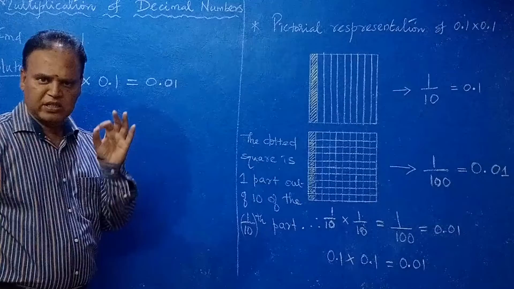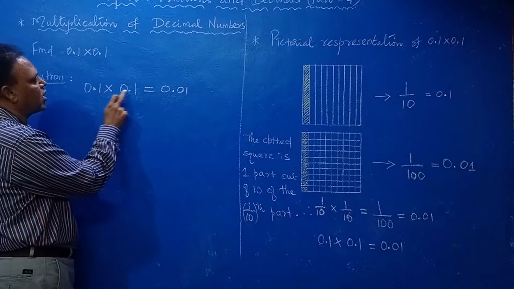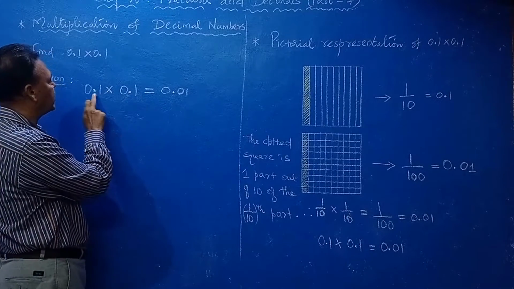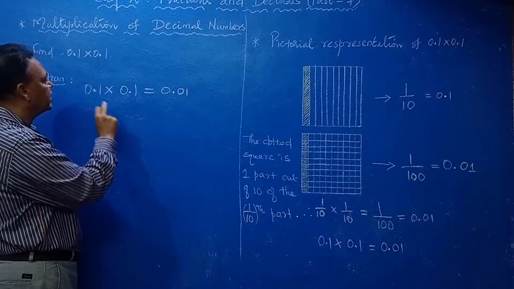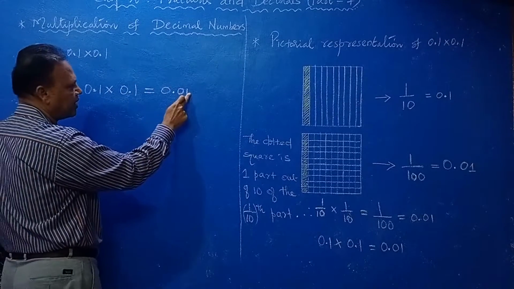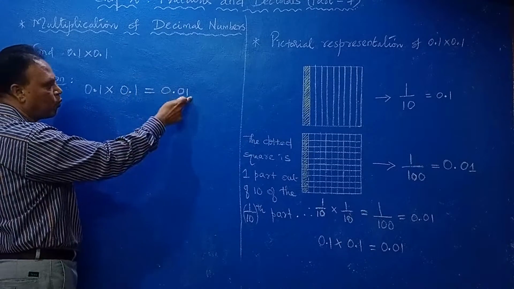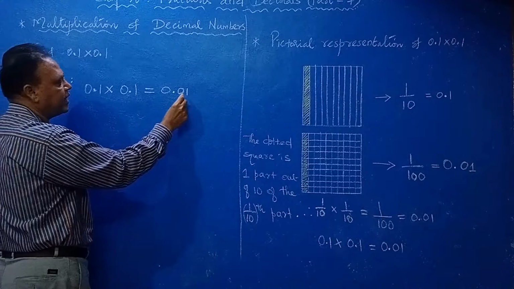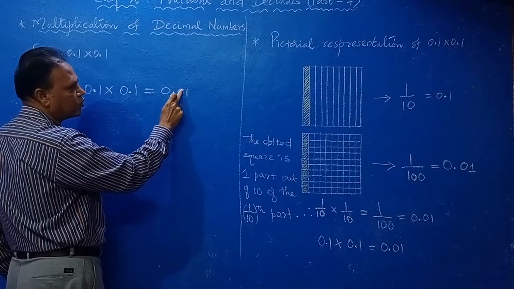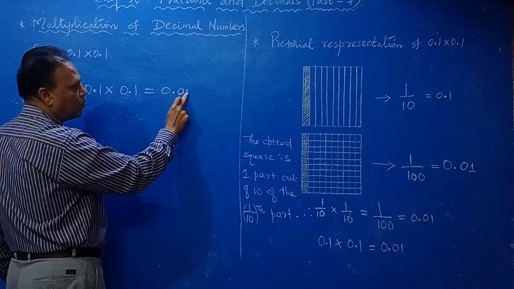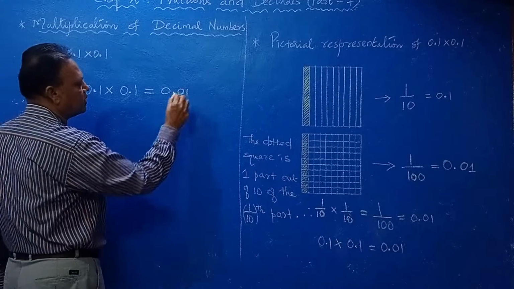Clear? So the simple technique to multiply decimals is to see how many digits there are after the decimal. Count after the decimal: here one digit, here one, total two digits. Multiply the numbers, 1 into 1 is 1, but after the decimal two digits are there, so we need two digits. Here 1 is one digit, we need one more digit, so you add a 0 before 1, and then we get two digits after the decimal.